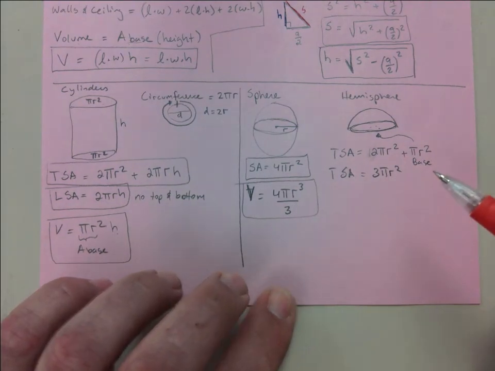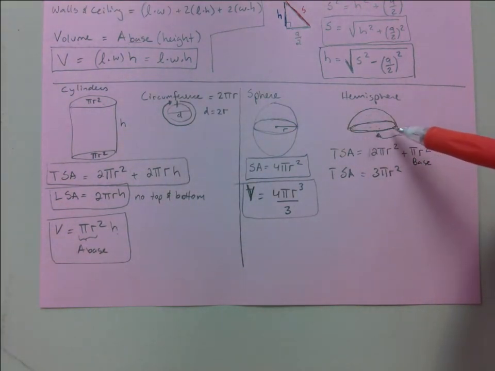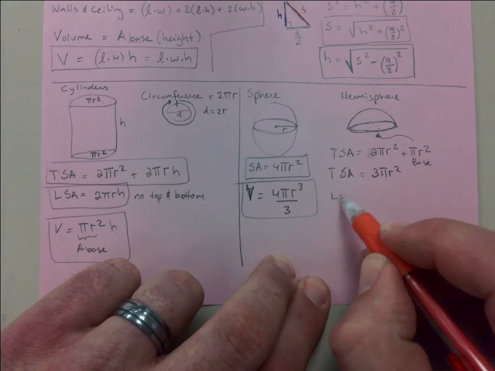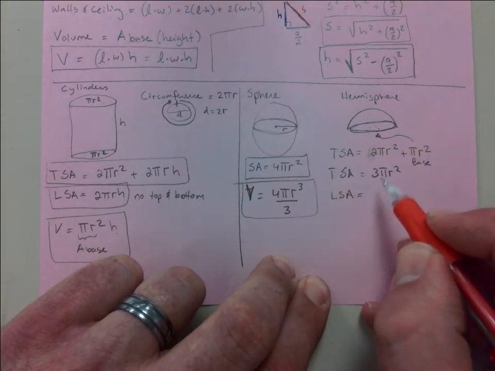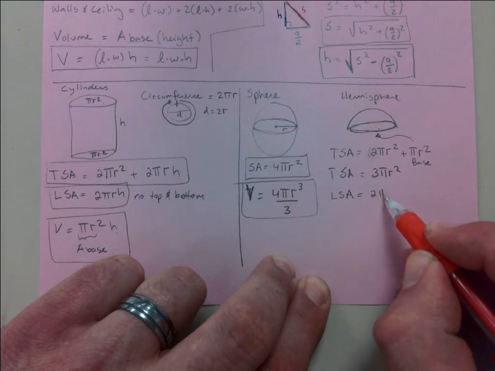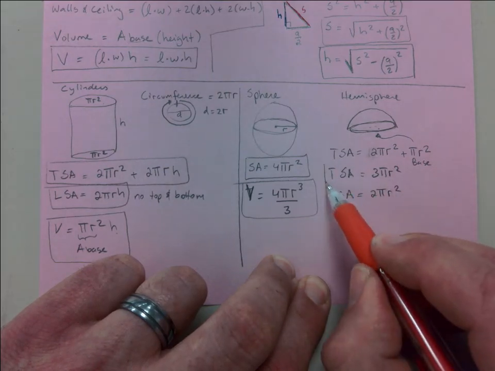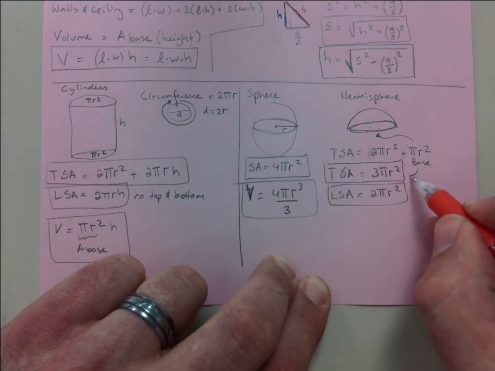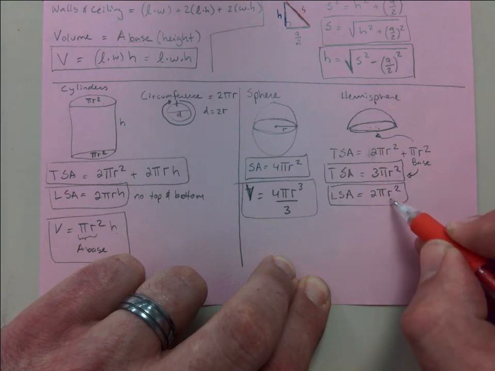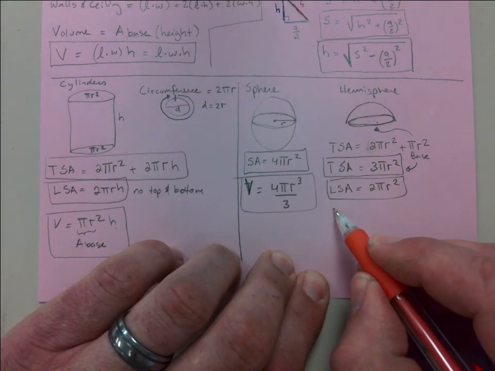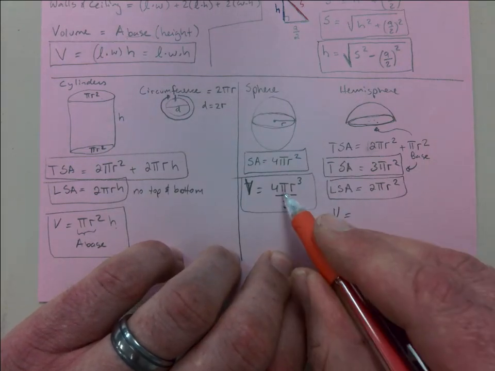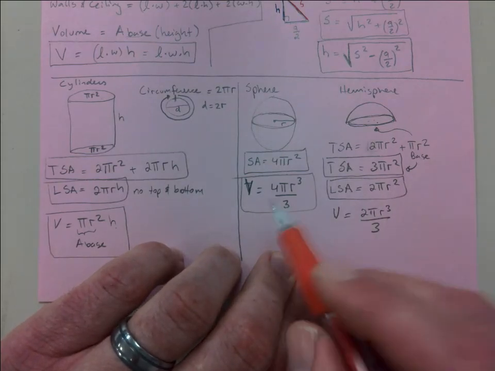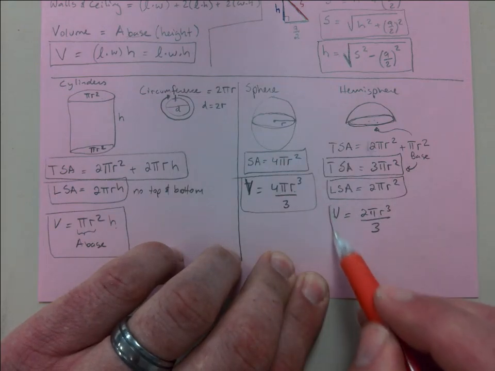That is if you have a scenario where you make hemispheres but you're also exposing the bottom. If you just want lateral surface area, and don't want to include the base, it's just 2 pi r squared. This is the one where you include the base, this is the one where you don't. The total volume is half of the sphere's. It ends up being 2 pi r cubed divided by 3. So instead of 4 pi r cubed, it's 2 pi r cubed.